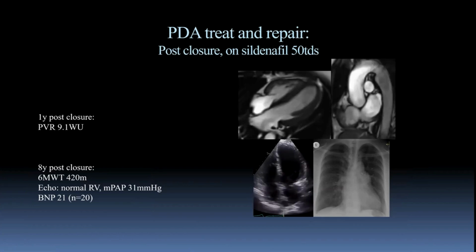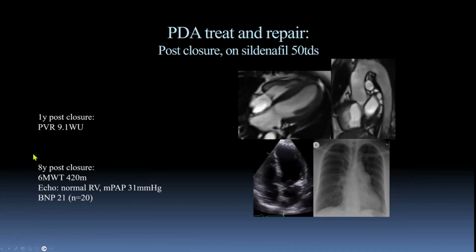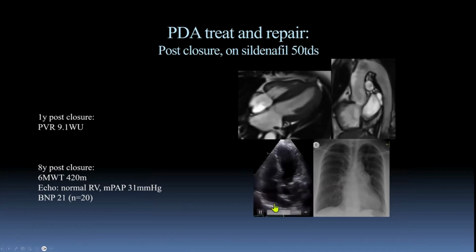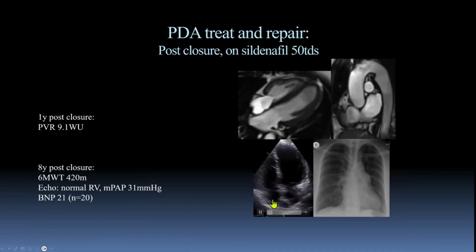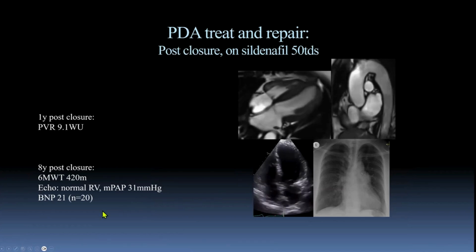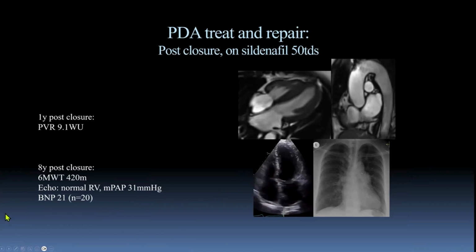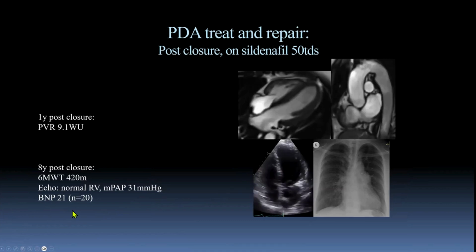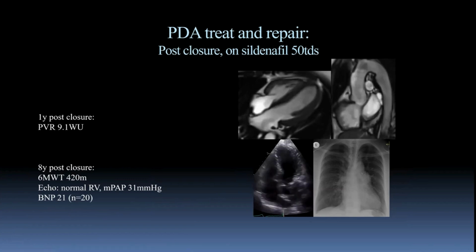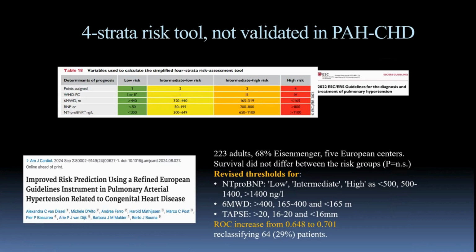You could say no or yes. Anyway, 8 years post-closure, this is her. The RV looks good. She has pulmonary vascular disease, but the LV is not as dilated as it used to be, with a significant left-to-right shunt, and she's doing quite well with a BNP of 21 on therapies. So whether we should be closing post-tricuspid shunts is still a matter of debate.